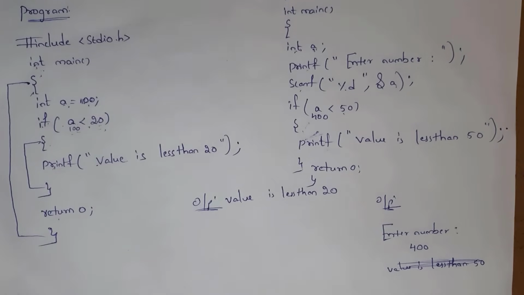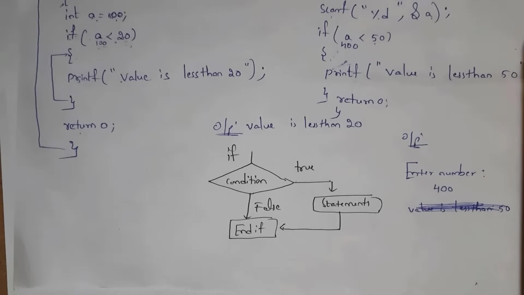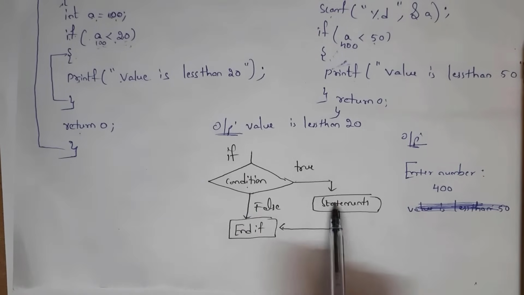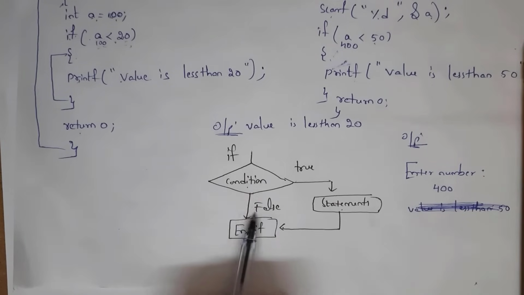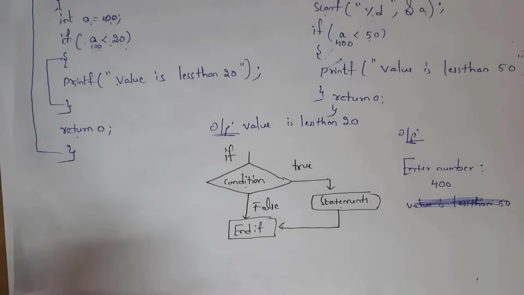Next, I will explain the flowchart for this. This is the flowchart for the if statement. If the condition is true, then the statements will be executed. Else, if the condition is false, then it directly ends the if. This is the flowchart for the if statement. Guys, you need to give the condition in a rhombus.